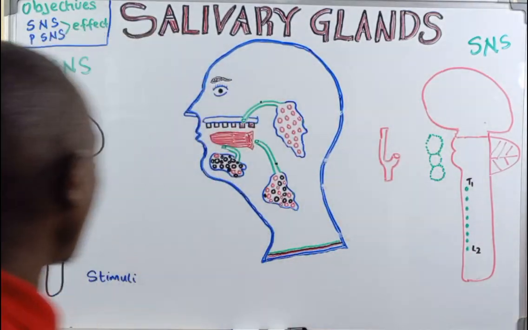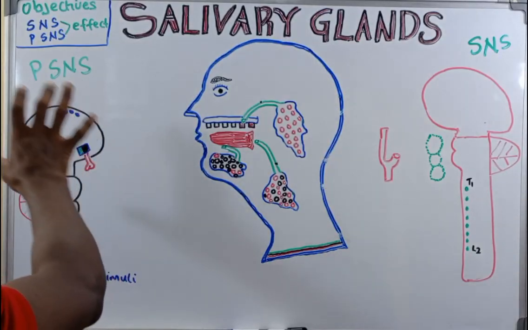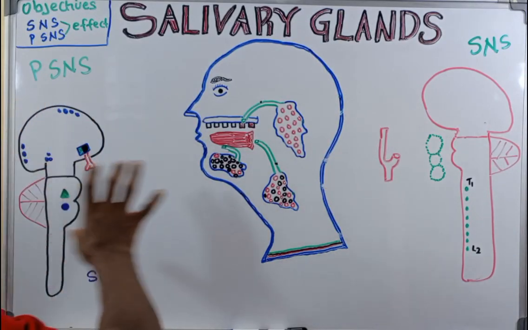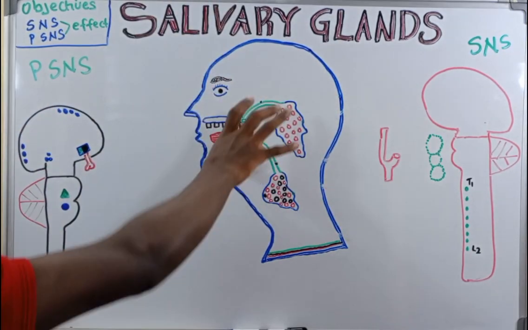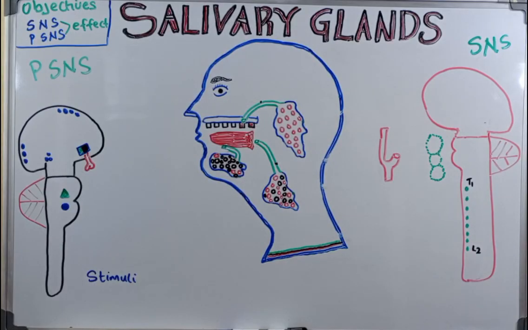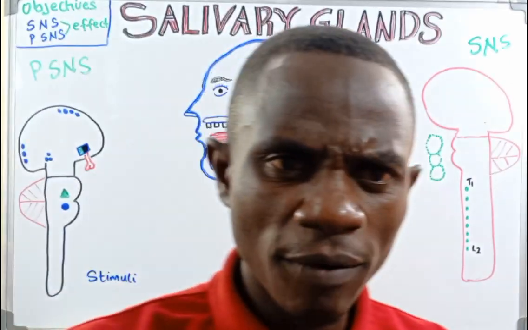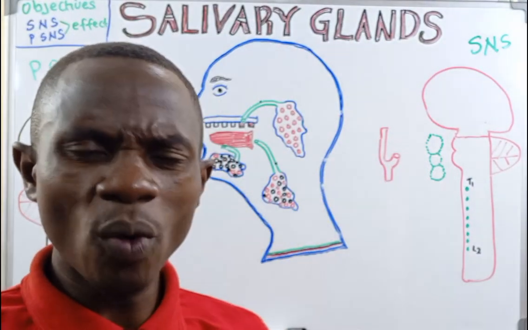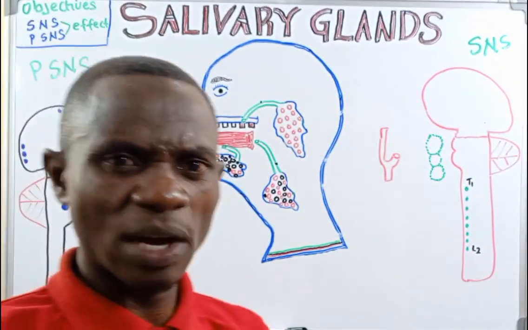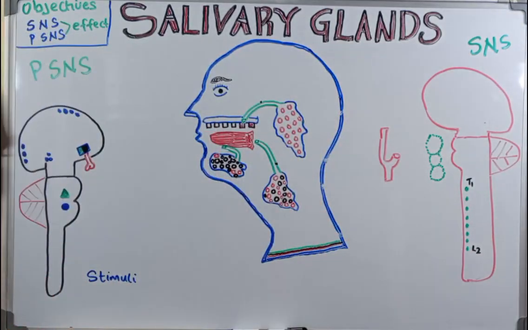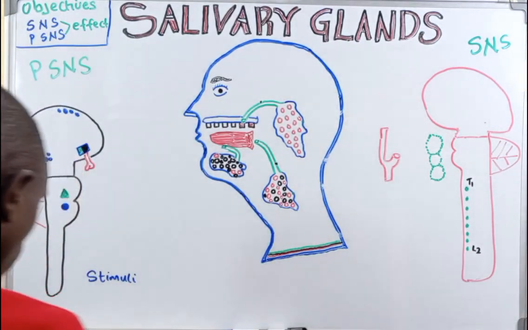Okay, so now let's go ahead and see how the parasympathetic nervous system is going to be affecting the salivation process of these different extrinsic salivary glands. So now we first need to know what are going to be those stimuli for the salivation process. What are those stimulants that are going to be stimulating the salivation process? We have the following.